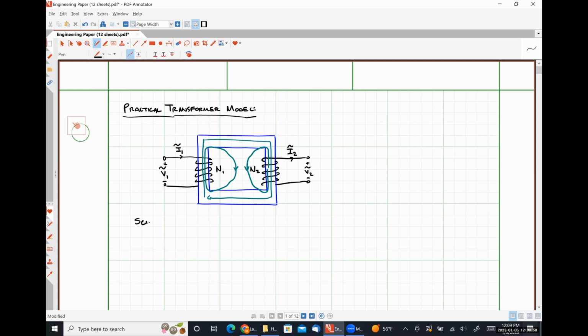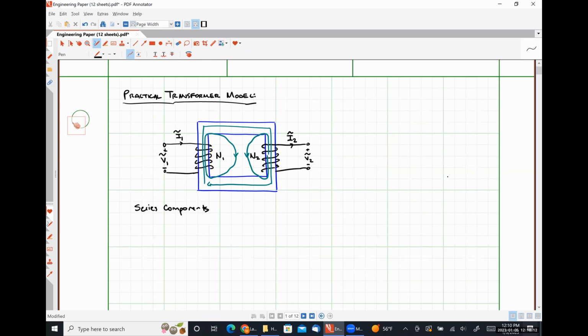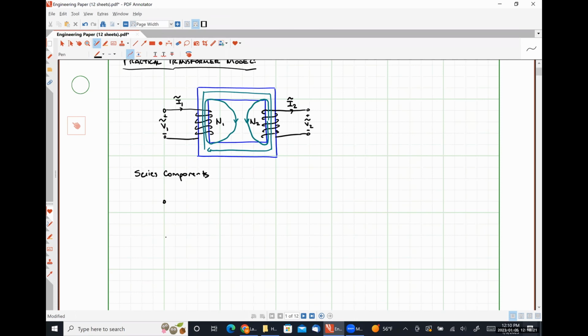All right, so we're going to start by identifying the series components of our practical transformer model. The first thing that we are going to take into account is that our transformer is made of wires, and real wires have resistance. Okay. So on the primary side, where this is our voltage V1, and this is our current I1, we are going to have some resistance RP. So this is the resistance of the primary windings, and it is due to the fact that our wire is made of copper, and copper has some small, but not entirely negligible all the time, resistance, okay? On the other side, we're going to have our secondary.